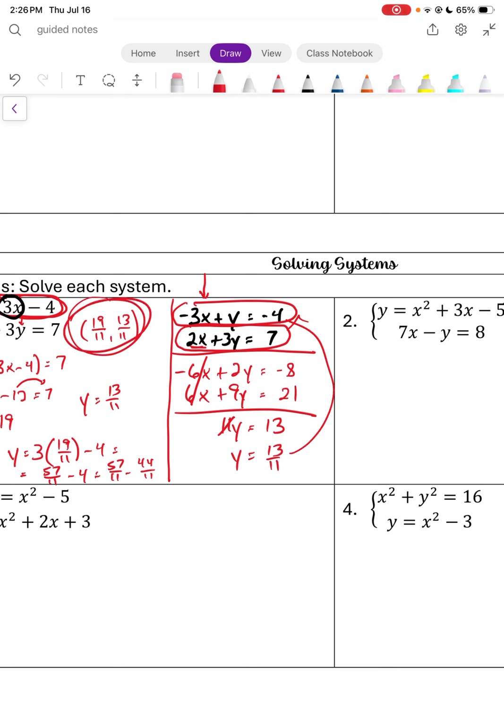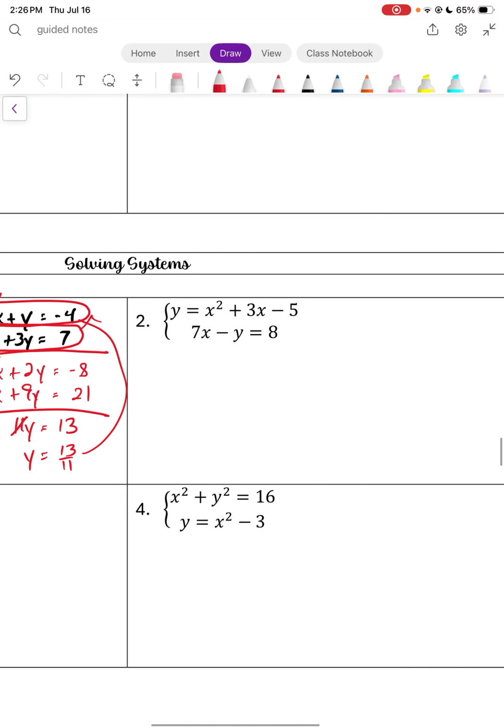Okay, the next one, we have a quadratic system. Got a quadratic and a linear. So there's a good possibility you're going to have two answers on this. Now, on most of these, it's going to be simpler most of the time to use substitution.